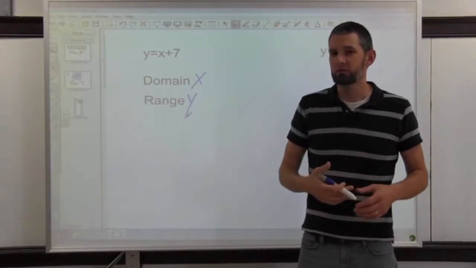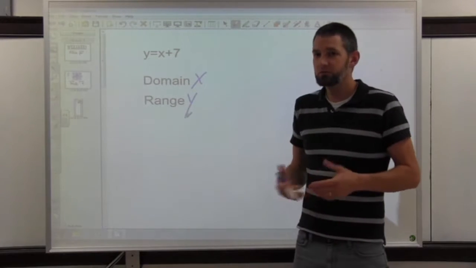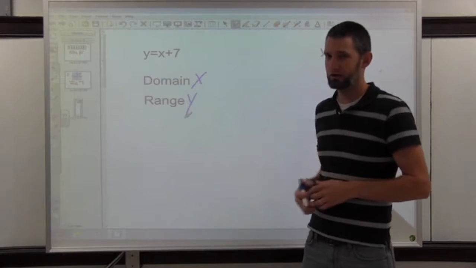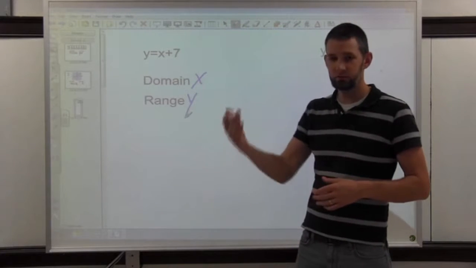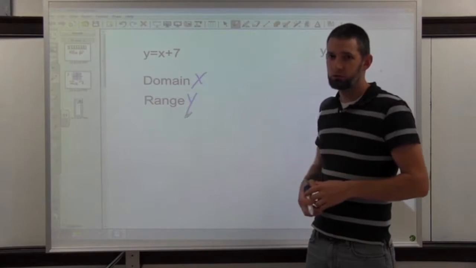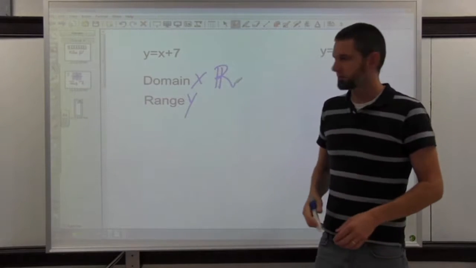So think of a number, any number that you want. If you add it to 7, that's okay. You can add any number to 7. There's no rule that says you can't add a number to 7. Any positive number plus 7, any negative number plus 7, even 0 plus 7. You can do that. So we would say that the domain is all reals.